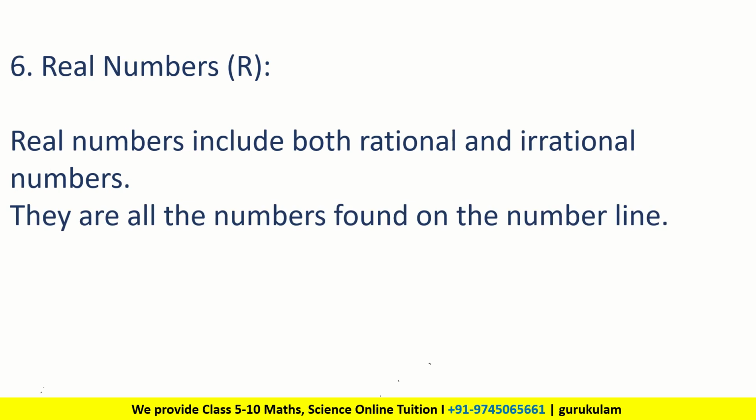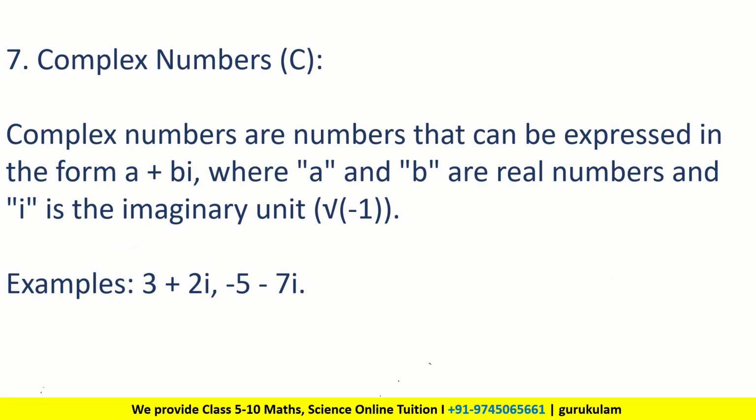And the sixth category is real numbers. All the numbers which we have discussed until now come under real numbers. The seventh one is complex number. You will be studying complex numbers more in your +1 or +2. Just for information, a complex number is a kind of number that has a real part and an imaginary part.